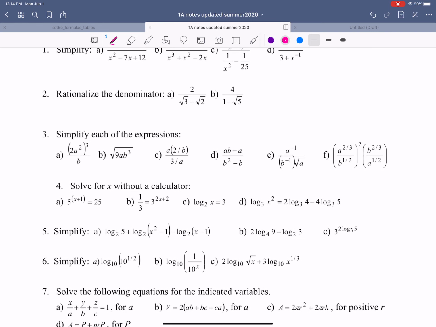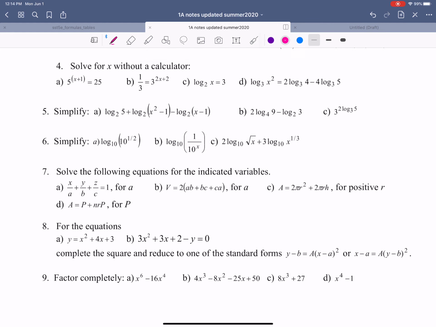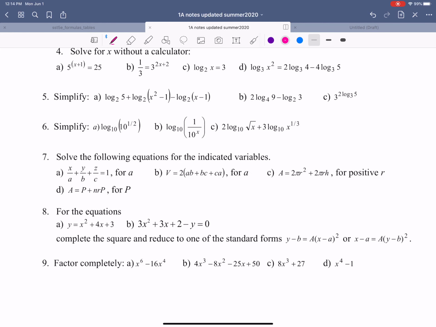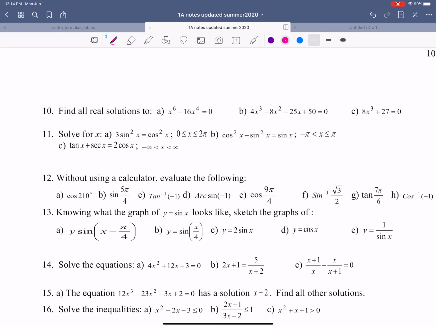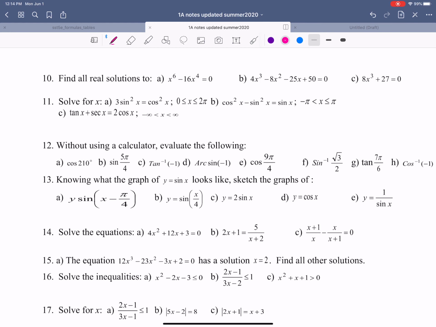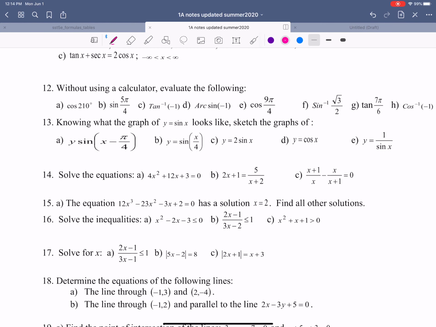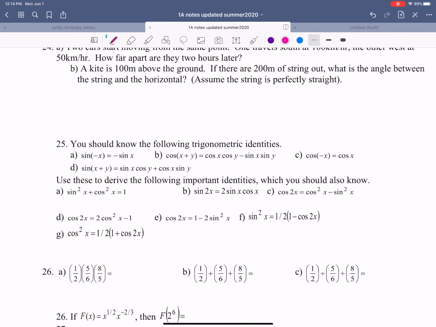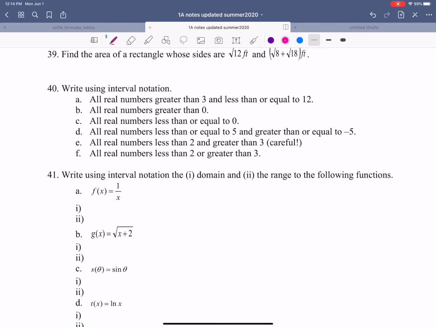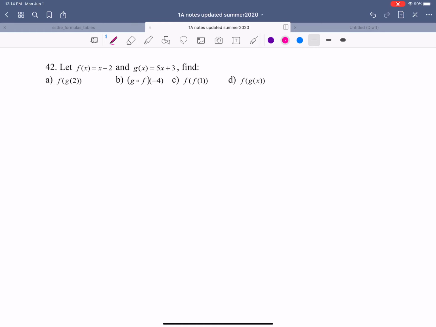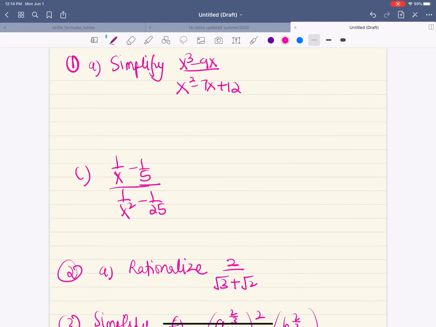I'm not going to go through all of these, but I do encourage you to practice all of these in your free time when you have a chance. I'm going to only go through some of these problems. There's, I think, 42 problems total. Okay, I'm not going to do all 42. I'm just going to pick a few problems from here and go through those.